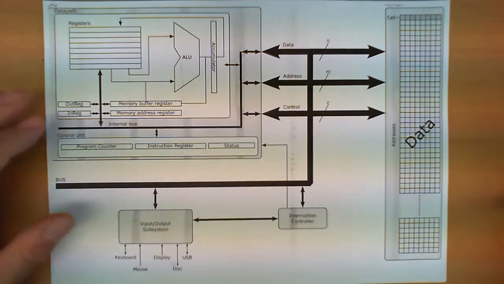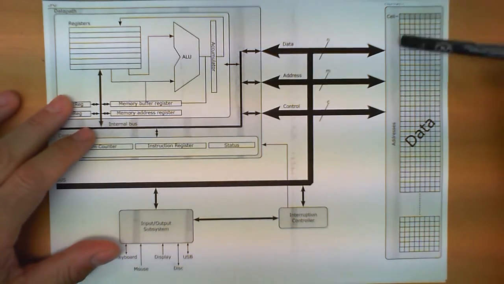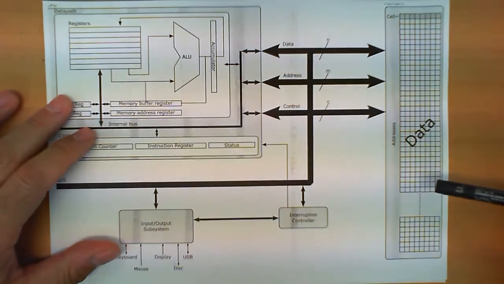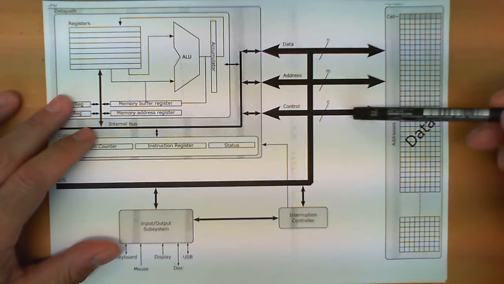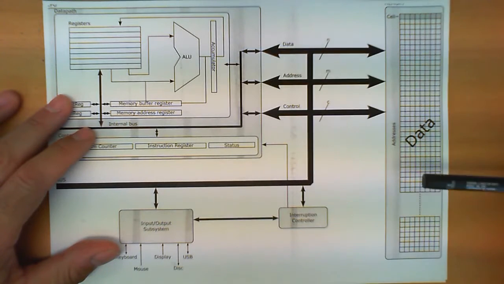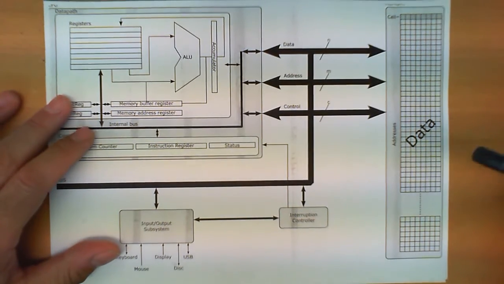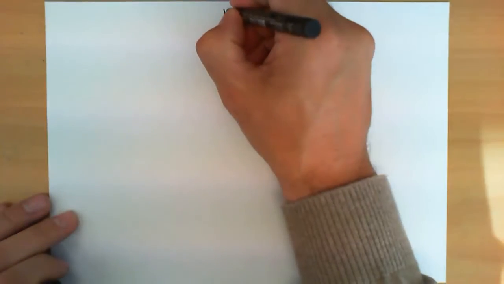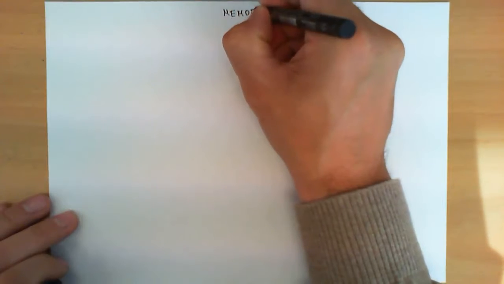In this video we're going to explain how the memory module works as part of this overall computer system. As we can see, it is connected to the rest of the system through three connections here: data, address, and control, which we're going to be studying in a little bit more detail. So let's see exactly how memory works.